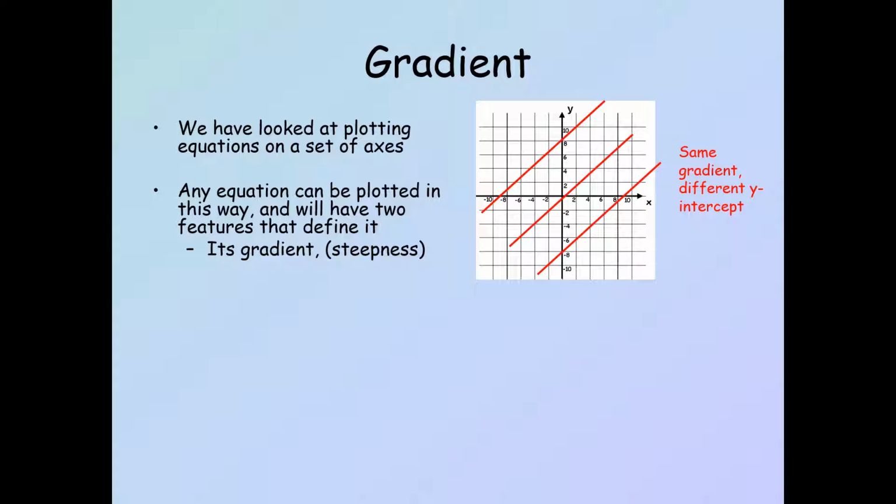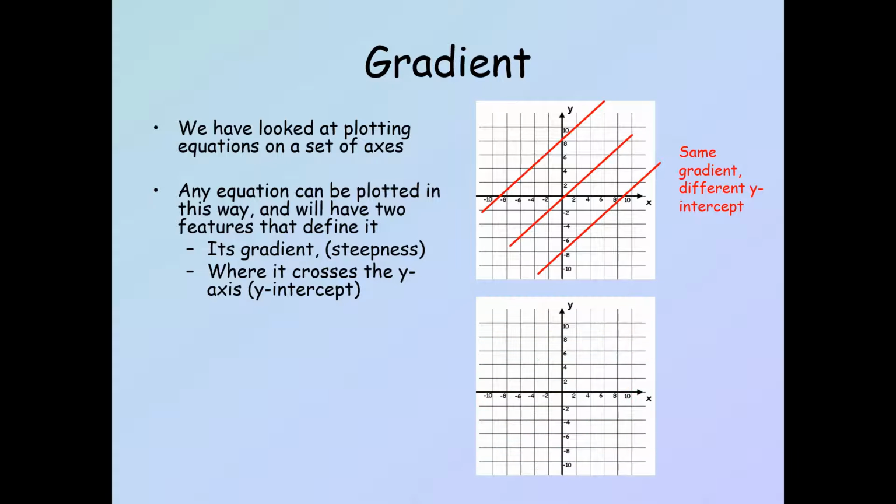So these graphs will have the same gradient but different y-intercepts. These lines are parallel to each other. They have the same gradient, so they are parallel. And then where it crosses the y-axis, the y-intercept. These graphs here all have the same y-intercept, but they have different gradients. If a graph has the same gradient and the same y-intercept, then it's the same graph, the same line.